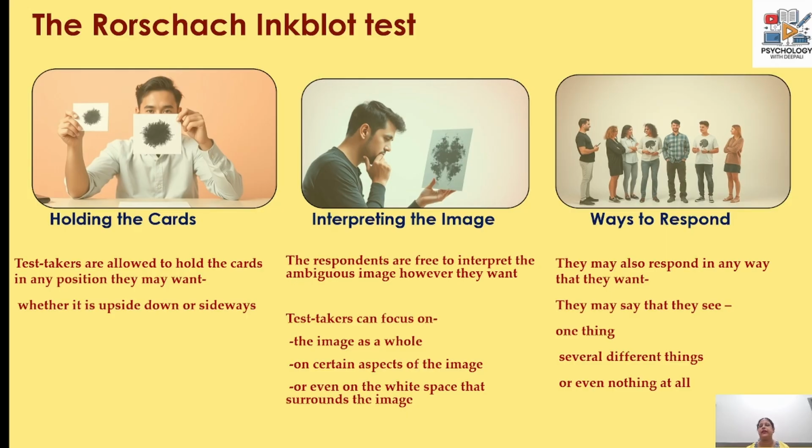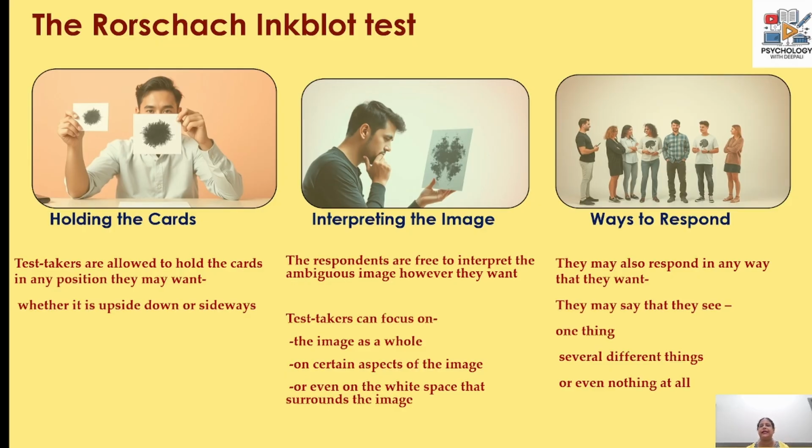They can focus on the image as a whole, that is the whole card, seeing the whole inkblot as one particular image, or they can see certain aspects of the image and say that it resembles something, or they can even see the white space surrounding the image and say that it looks like something. So what they are focusing on when they see certain things in that card is entirely up to the person. How they respond also is dependent on the person.